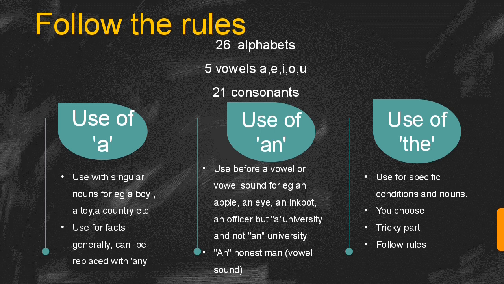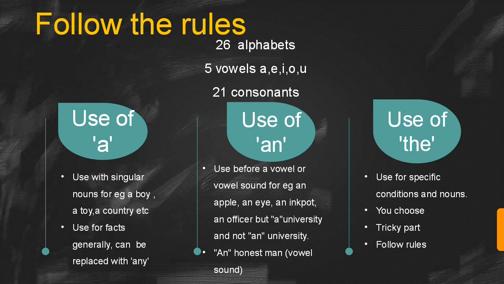Now we are going to learn a few of the rules to help you to use the article the. We use the article the for specific conditions and nouns. Here you specially and specifically choose the particular one. For example, we ladies, you know that when we go to the shopping mall, we love to buy the shoes. And for instance, you don't say any size, find anything. No, we want to go through all of the shoes.